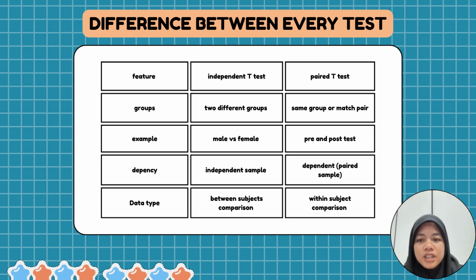The independent test usually takes independent samples, which are two or more groups collected under different conditions and not related to each other, while the dependent or paired sample is where the subjects in one sample match and correspond to each other. For the data type, the independent test is a between-subject comparison, and the paired test is a within-subject comparison.